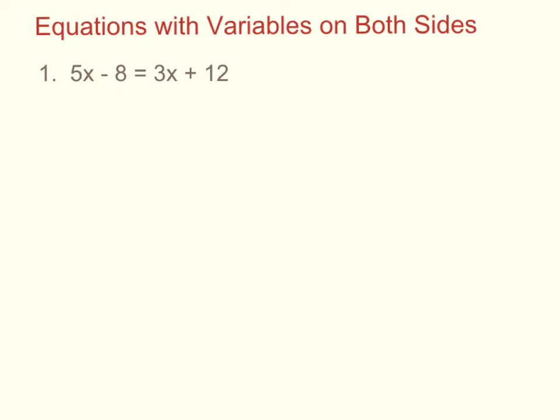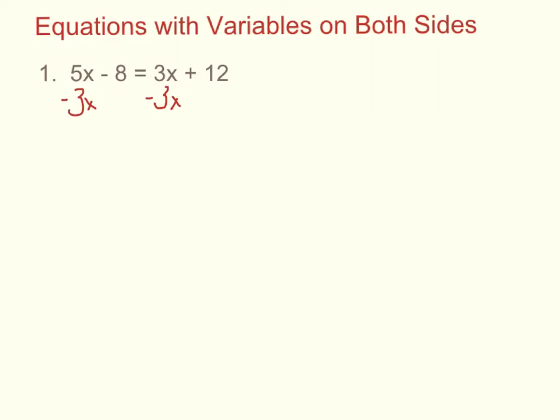Step 3, move the variable to one side, and that's what you're going to do today. Remember, I could take the 5x and move it to the other side. I could take the negative 8 and move it to the other side. I could take the 3x and move it to the left. I could take the plus 12 and move it to the left. But you have to do inverse operations, the opposite. So what I'm going to do in this problem is move the 3x. The opposite of 3x is minus 3x, minus 3x.